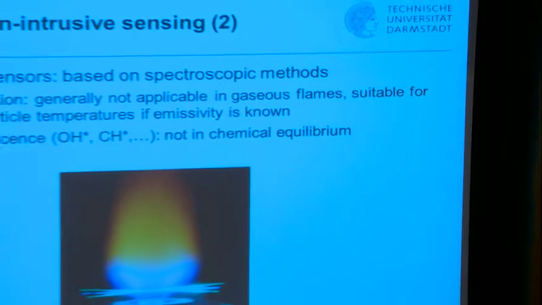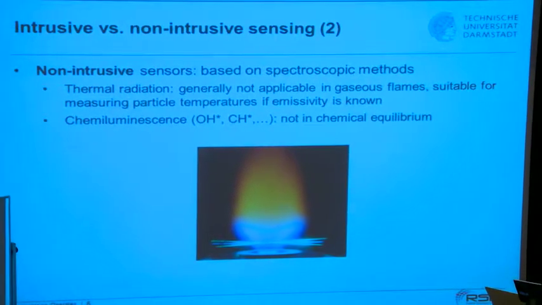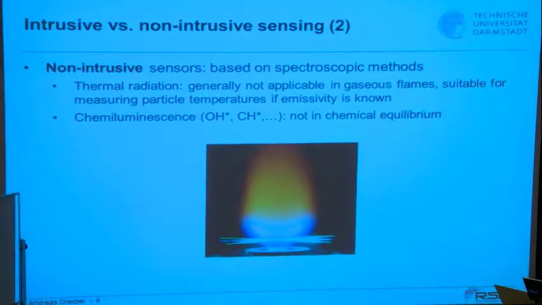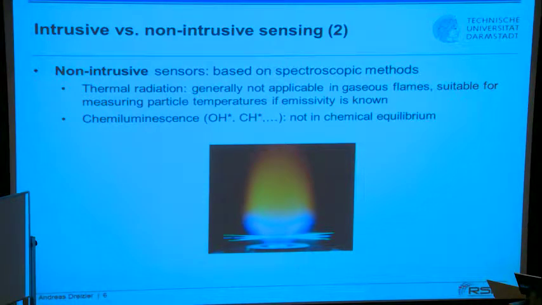So these kind of non-intrusive sensors, as I said, all of them based on spectroscopy, can be classified as follows. First of all, you can think maybe to use directly the thermal radiation of your flame. Why not? It is okay if you have particles, let's say soot particles, with known emissivity, then it can be used. But in gaseous flows, that will not easily be possible.